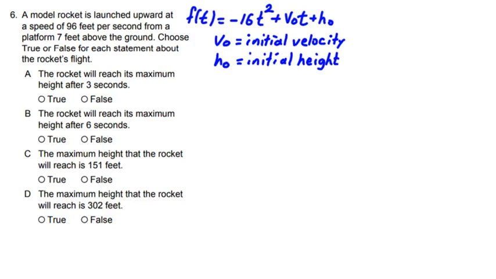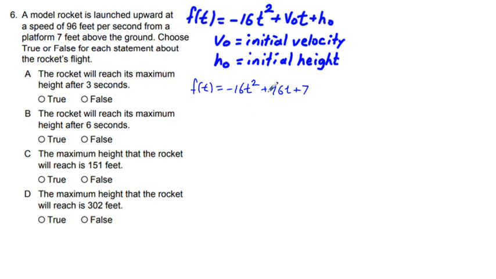Next, 6. The model rocket is launched upward at a speed of 96 feet per second from the platform 7. Here we have the equation. F of t equals negative 16t squared plus v sub 0 t plus h of 0. This is for the units in feet per second. So if we had meters instead on Earth, it would be negative 4.9 t squared, otherwise the same. Let's write out this equation: f of t equals negative 16 t squared plus 96t, where v sub 0 is 96, plus our initial height, which is 7 feet.